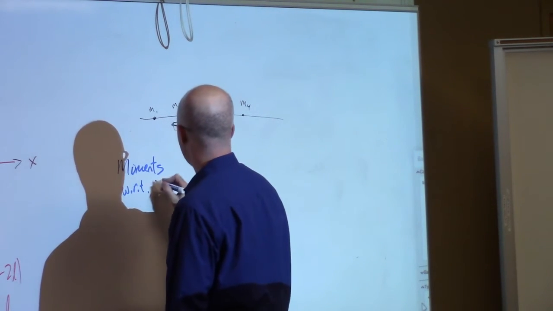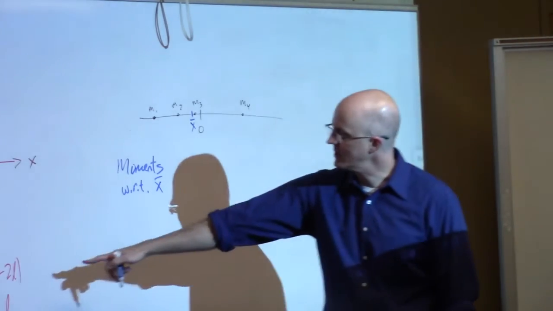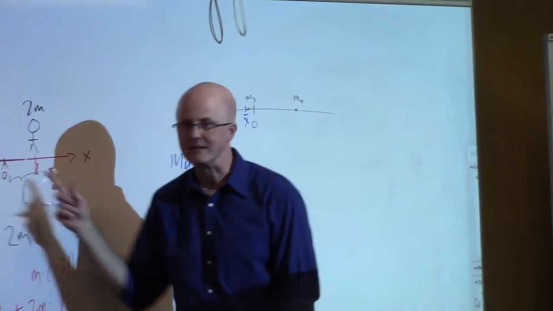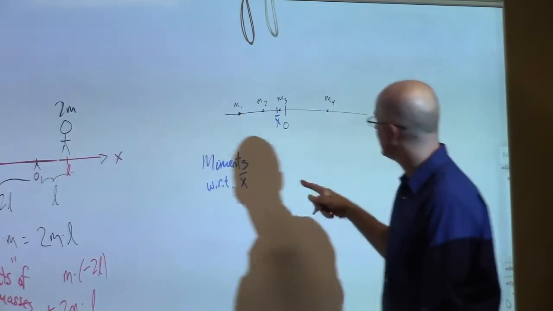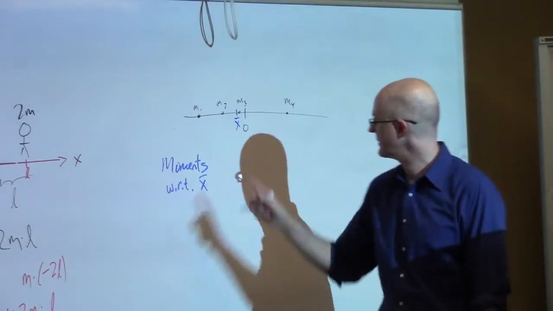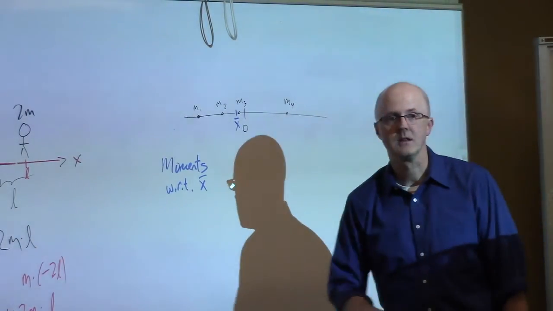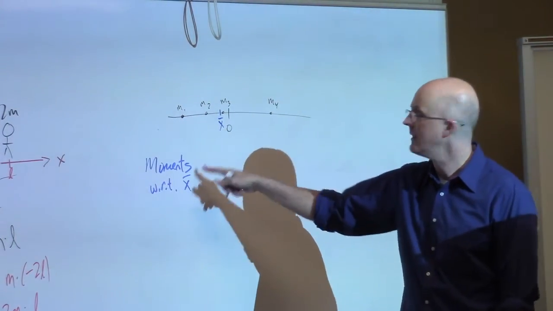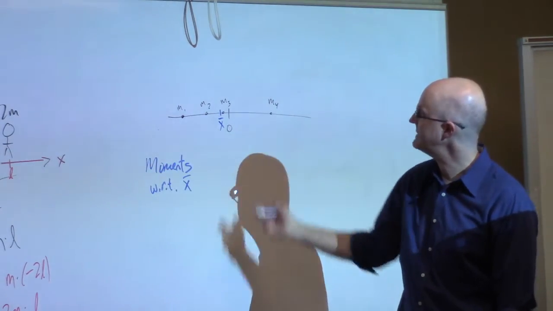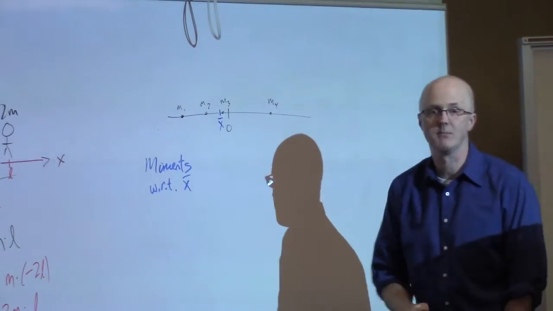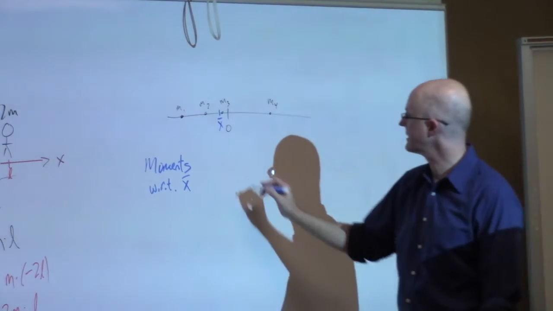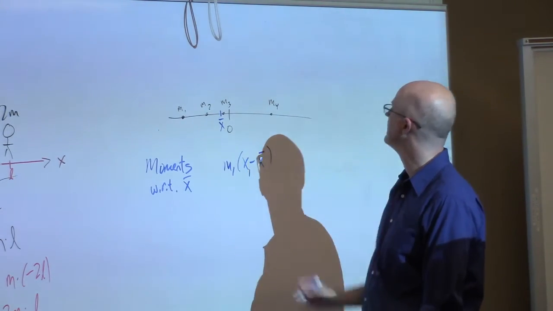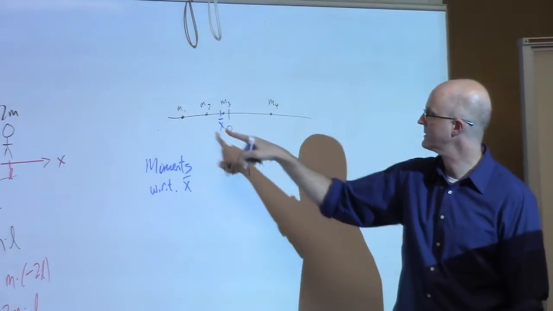The moments with respect to x bar, it's a similar idea. Take the masses and multiply times, well, up here was their coordinates, negative 2L and L. If I'm going to do it with respect to x bar, it's not going to be their coordinates with respect to this axis in this location of the origin, but instead it's going to be the displacement of these masses from x bar. When the mass is to the left of x bar, that displacement will be negative. When the mass is to the right of x bar, the displacement will be positive. The moments are going to be m1 times x1 minus x bar. That'll be the moment of the first mass with respect to x bar.